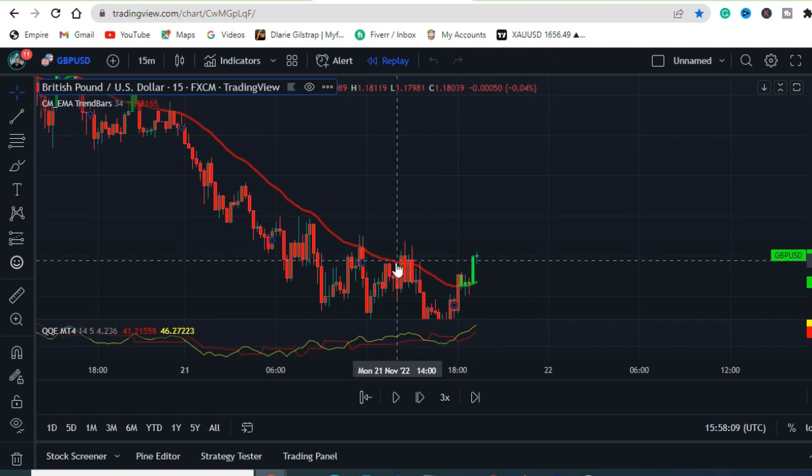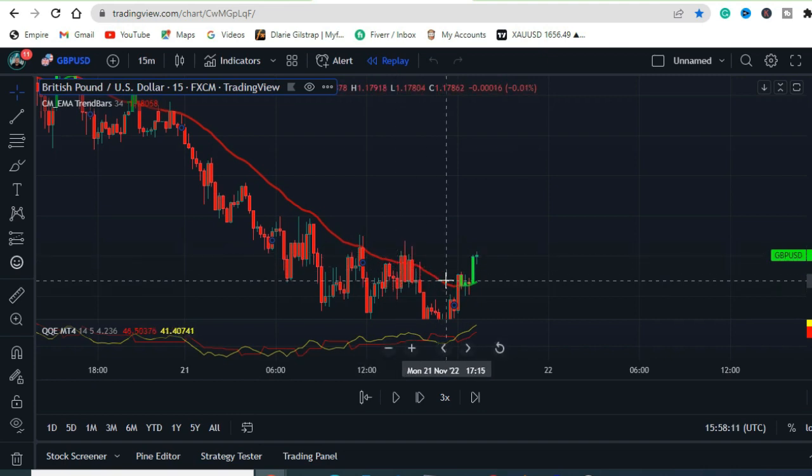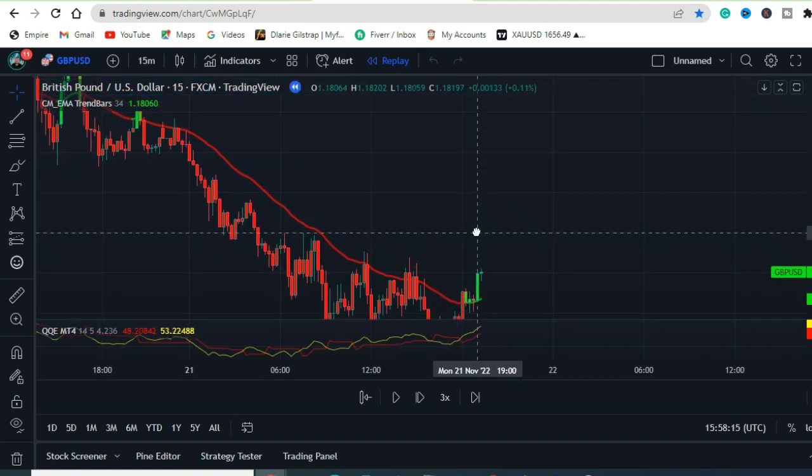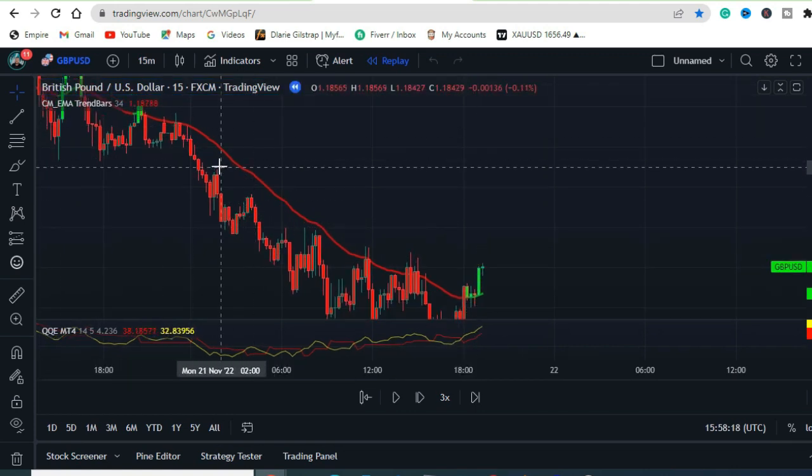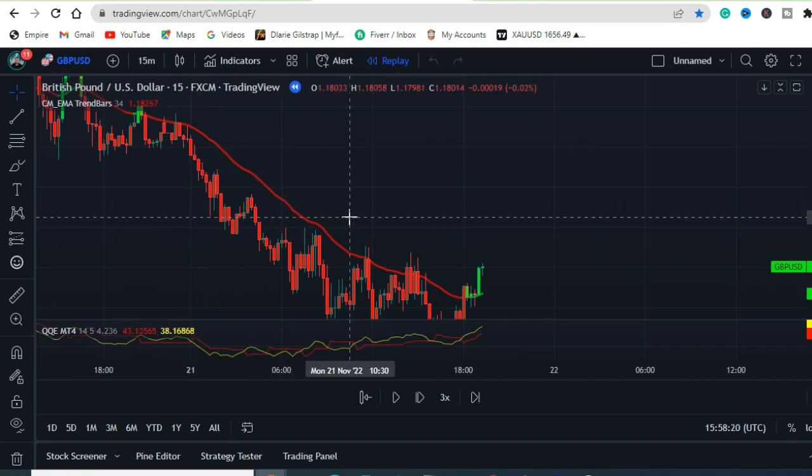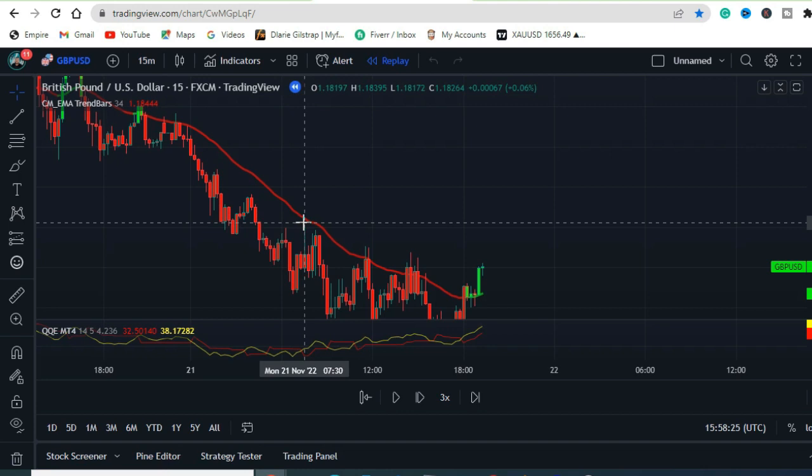Whenever you want to use this strategy, ensure you confirm this with the two indicators. So what you're going to do right here is to ensure you set up your support and the resistance, and also you're going to set up your take profit and your stop loss, right?